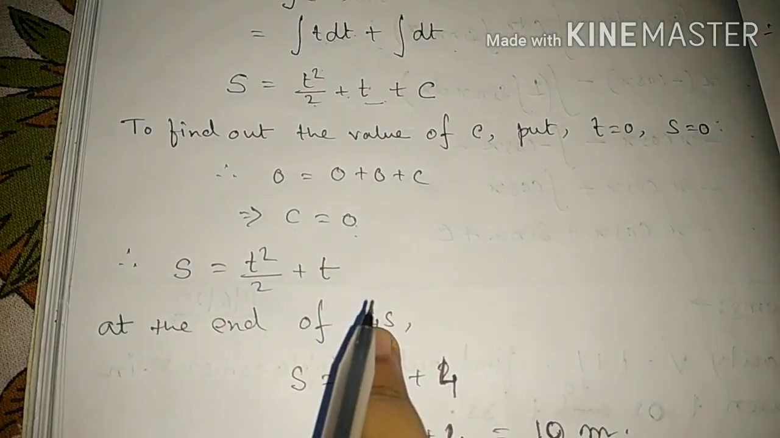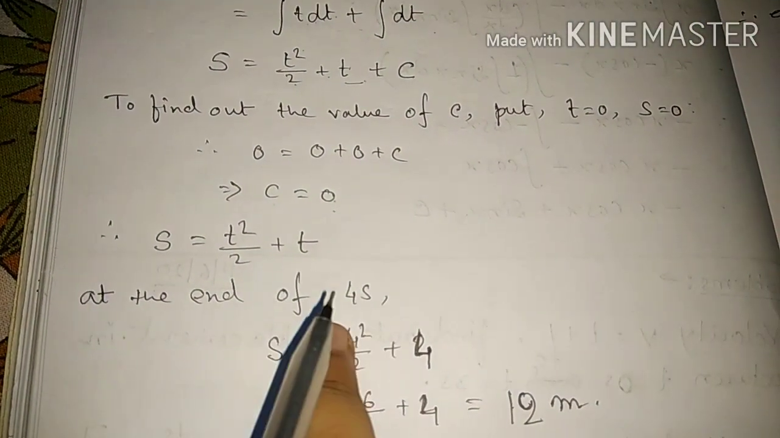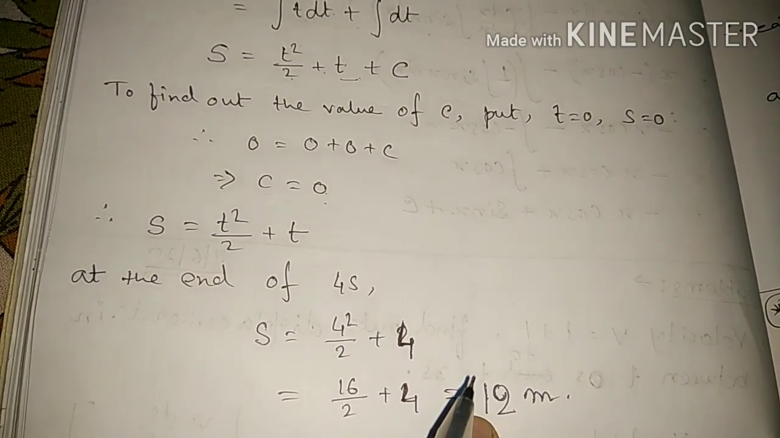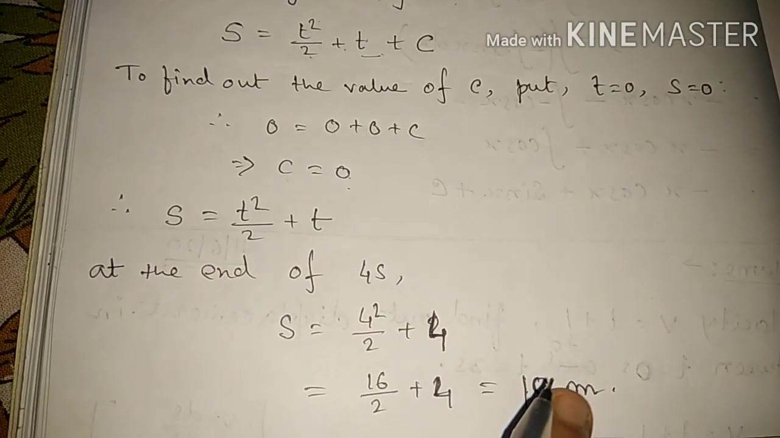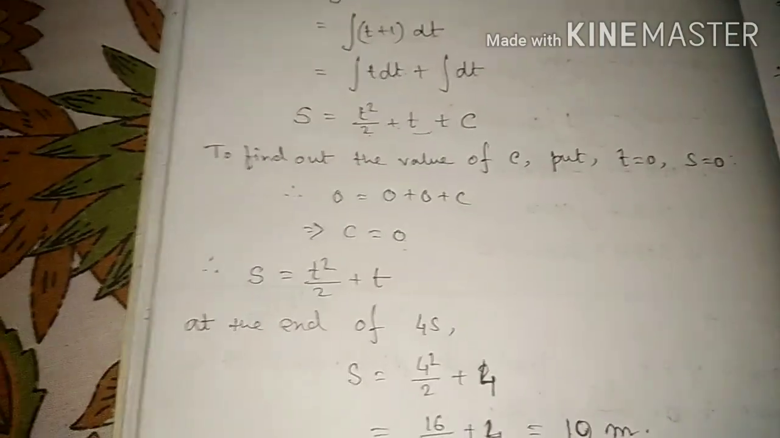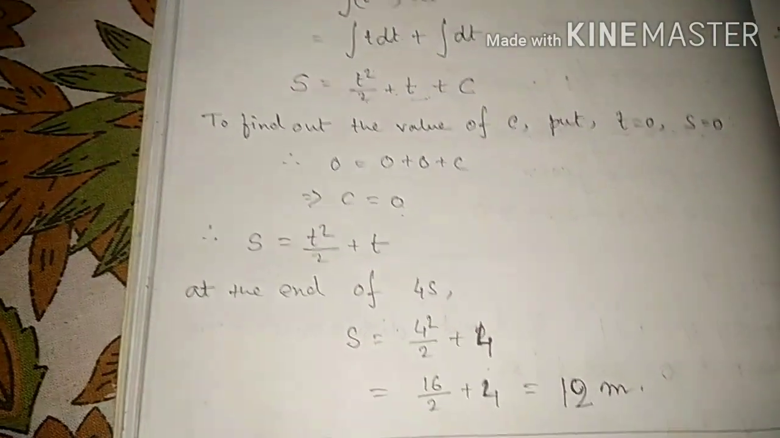In place of t we put 4 seconds. So s equals 4 square by 2 plus 4. After solving this, the displacement at the end of 4 seconds is 12 meters. Did you understand? Okay. Now let's take another example.